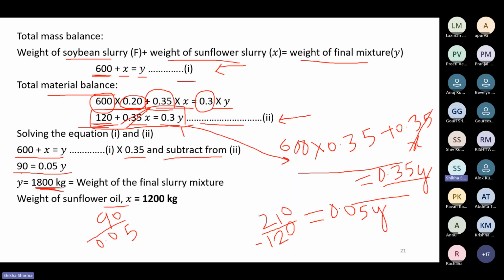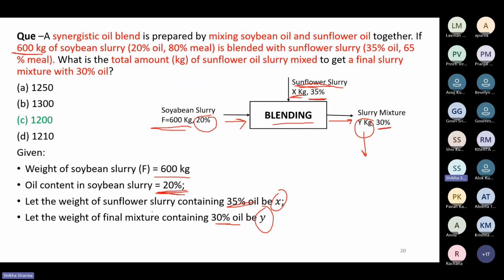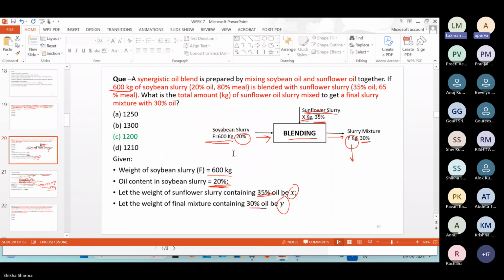And if we calculate the weight of the sunflower slurry, which is x, put the y value in this equation. So x is equals to y minus 600. So y is 1800 minus 600, which is 1200 kg. So are we getting this answer? Option C. Okay, ma'am. Everyone is getting this answer.